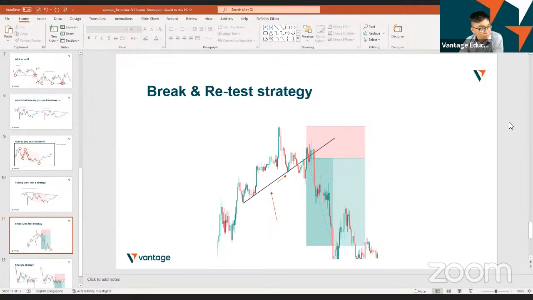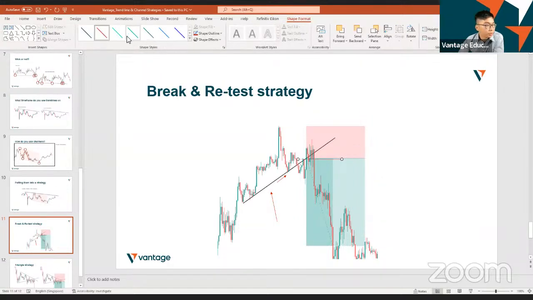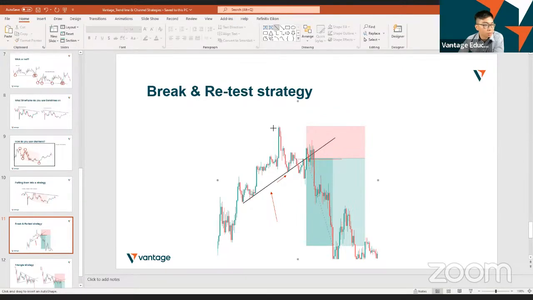So what we can do is we wait for price to break below the trend line, and then we enter the sell on the retest, sell here, with our stop loss at the top of the entire thing. Stop loss at the top.